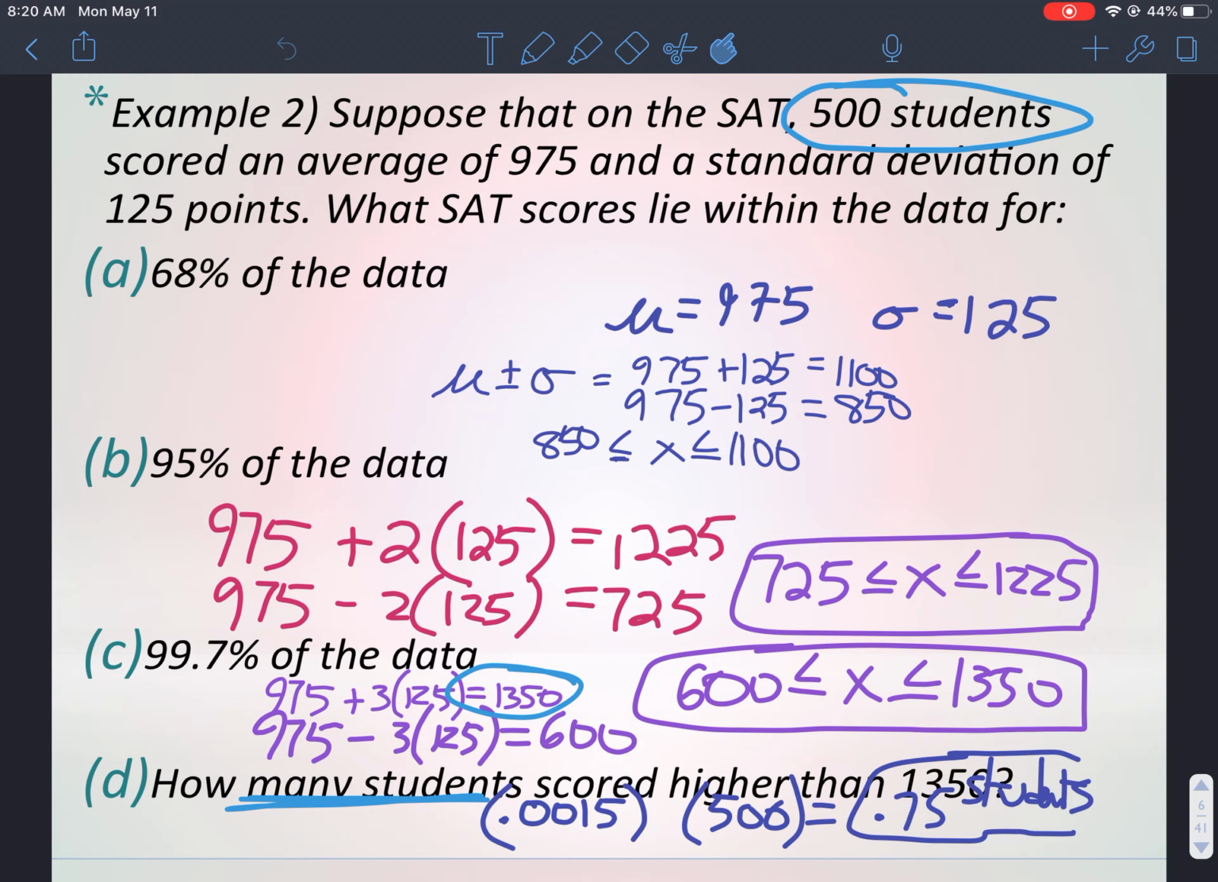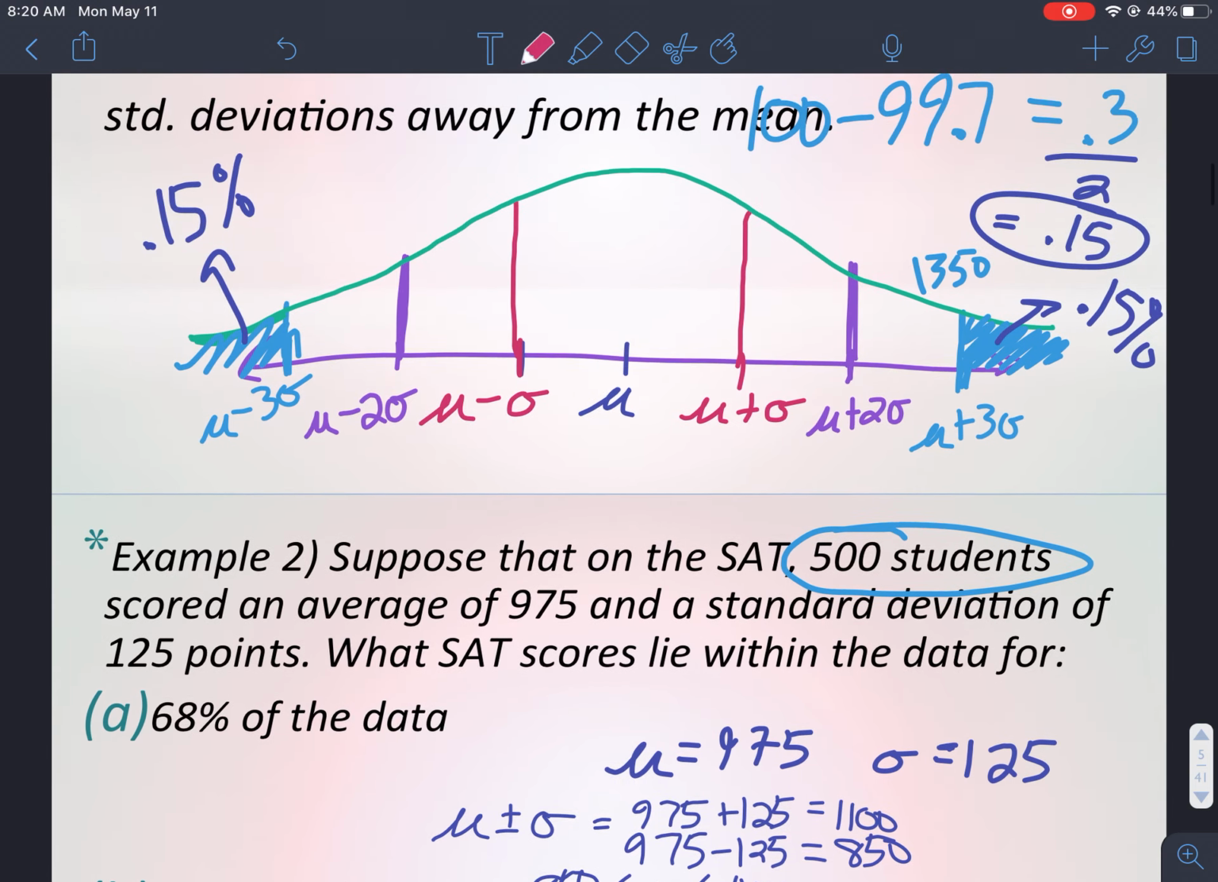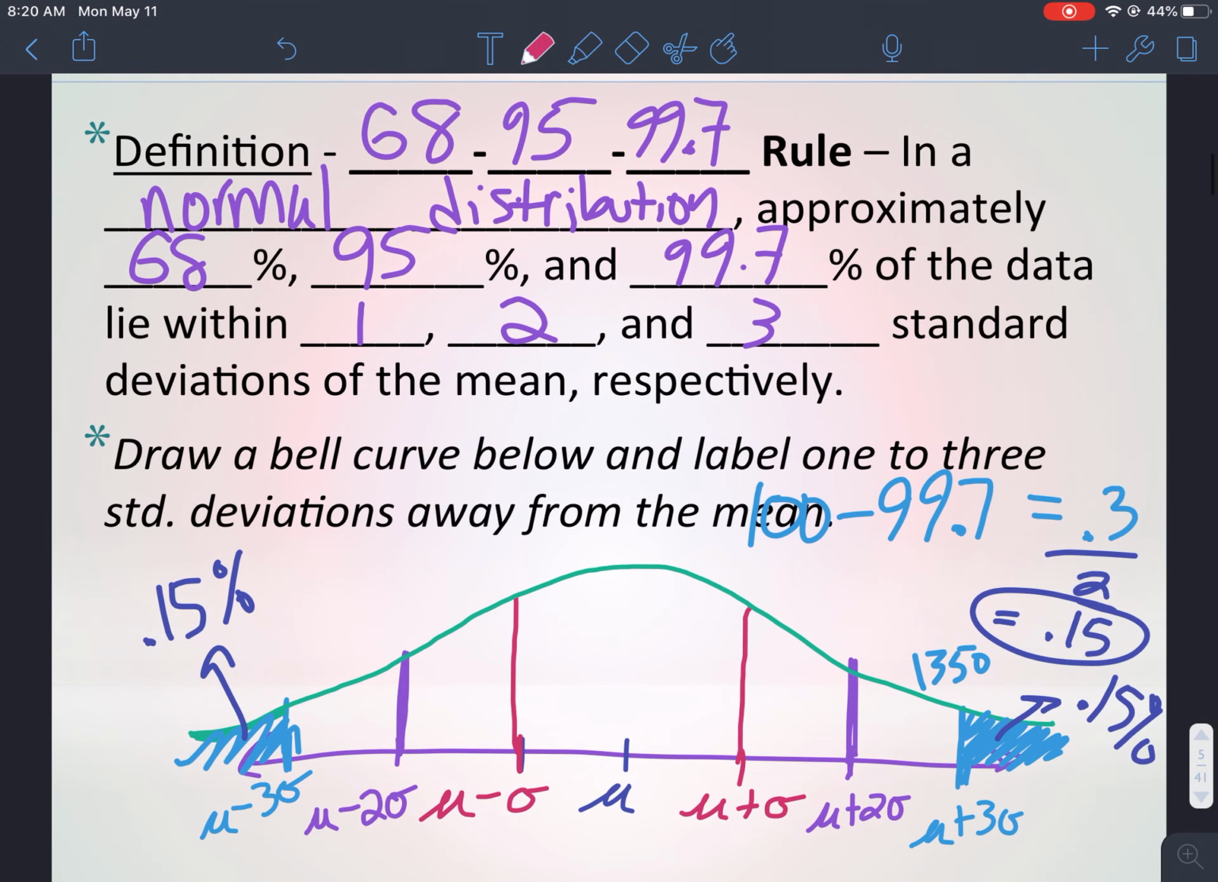Here we found SAT scores that represent 68% of the data, 95% of the data, and 99.7% of the data, which comes from the empirical rule. The 68, 95, 99.7 rule.